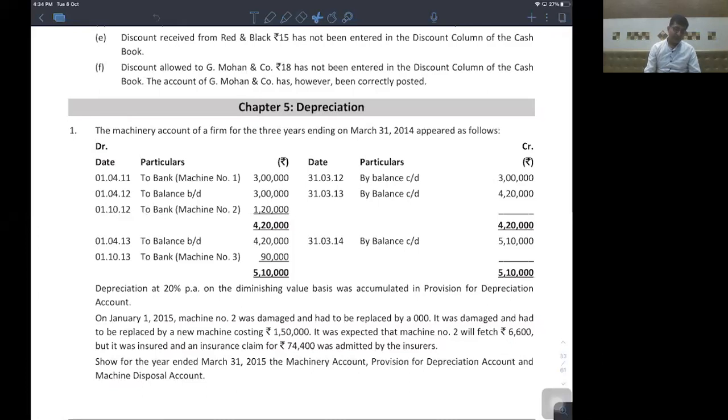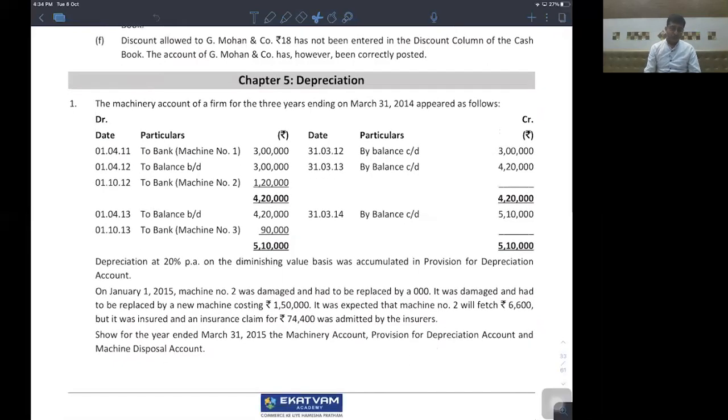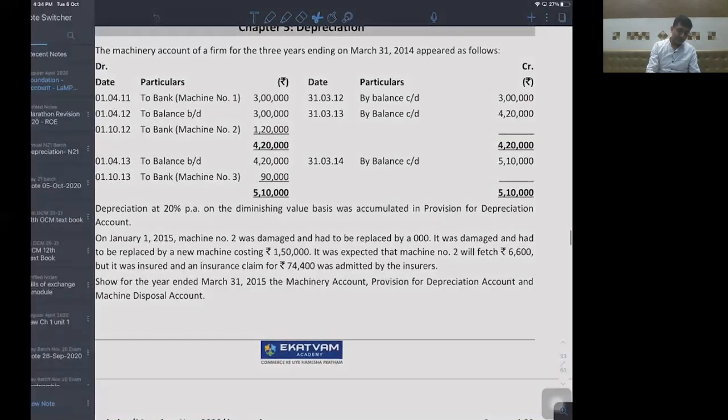Yes, the last one. After this, we'll have a break for 7 minutes. Discount allowed to G Mohan and Company, rupees 18, has not been entered in the discount column of the cash book. The account of G Mohan and Company has however been correctly posted. It is mentioned that we have debited G Mohan's account, but have not debited discount allowed. Right?